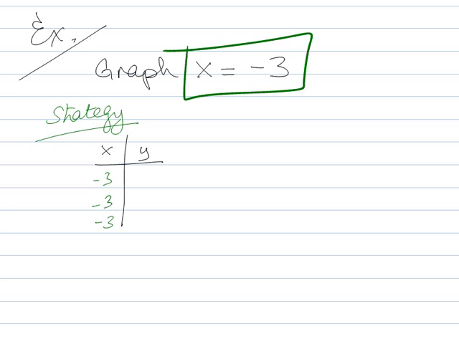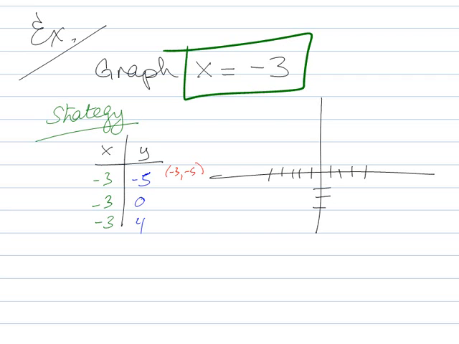So no matter what y is, x has to be negative 3. y could be 5, y could be 0, y could be 4. It doesn't matter what y is, because x has to be, in every way imaginable, negative 3. So if we graph these points, we're graphing (-3, -5), (-3, 0), and (-3, 4).